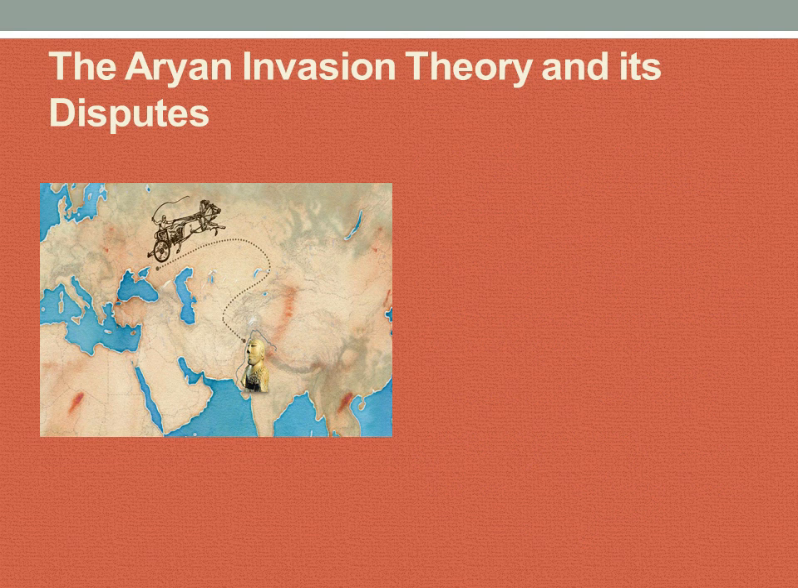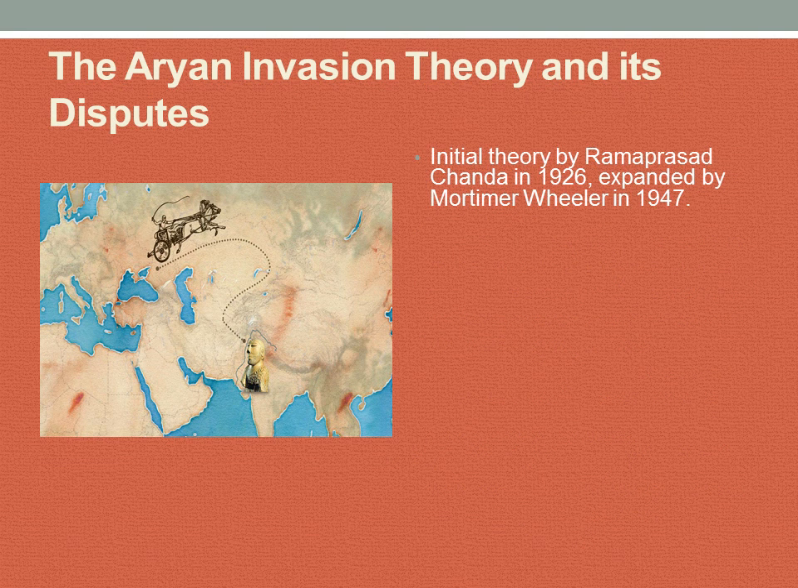Now, what was the Aryan invasion theory and its disputes? The initial theory was proposed by Ramaprasad Chanda in 1926. It was expanded by Mortimer Wheeler in 1947, and this theory says that somewhere from Central Asia around the Caspian Sea, a group of people known as the Aryans invaded and came into India, and that led to the decline of Harappan civilization, and also the people that we find living in India right now are the descendants of those Aryan people.